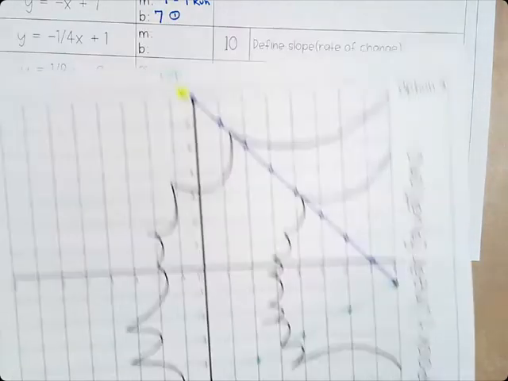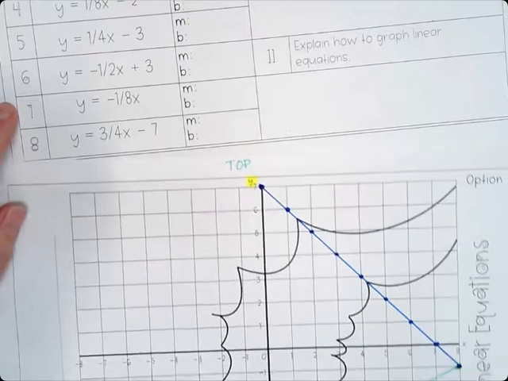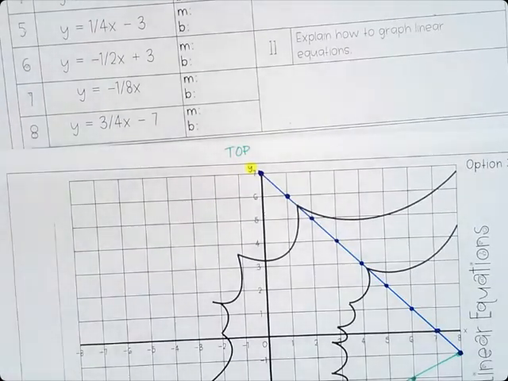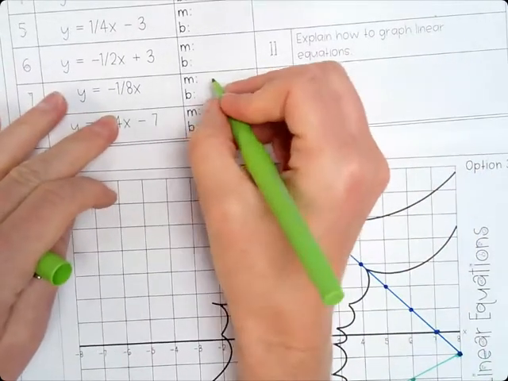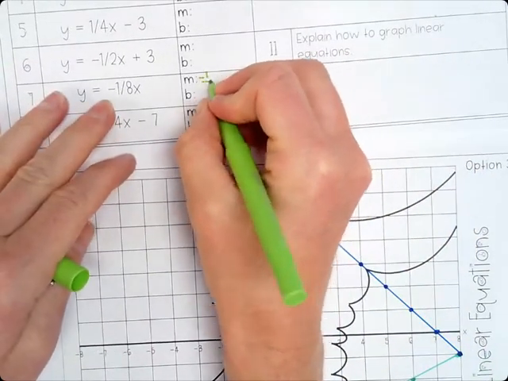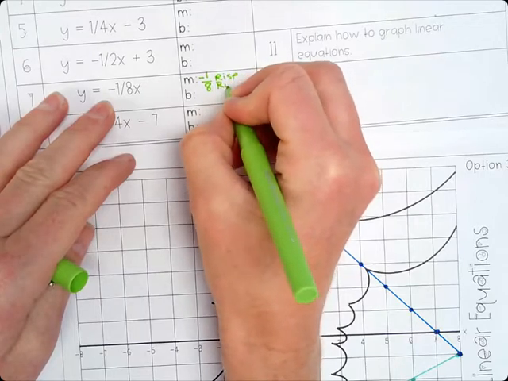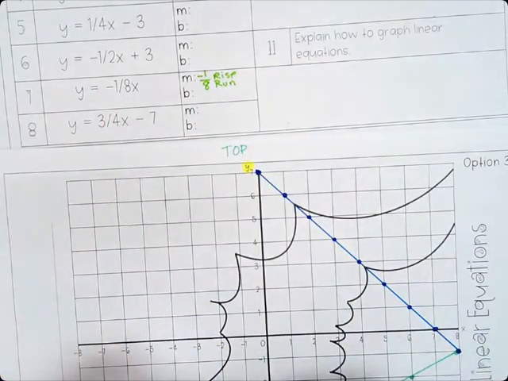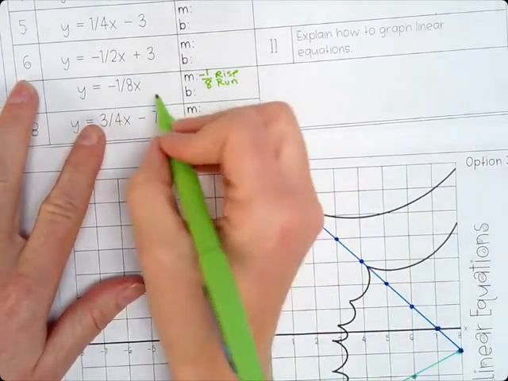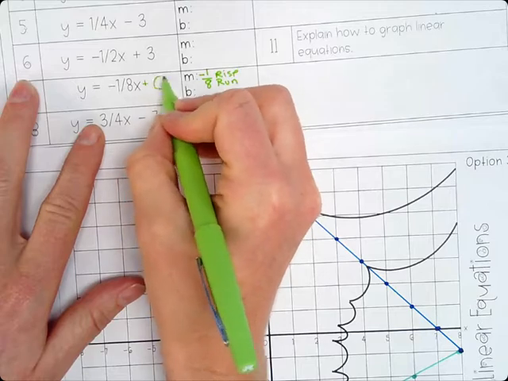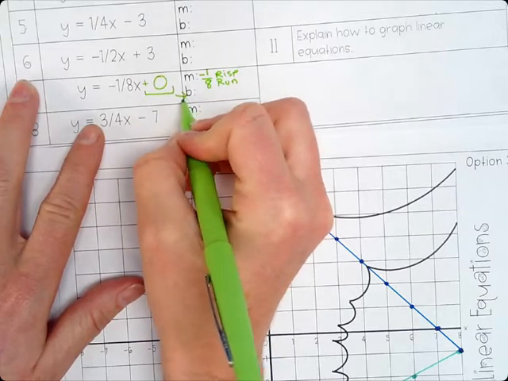Okay, let's look at number 7. 7 says y equals -1 over 8x. What is our slope? Yeah, negative 1 over 8. So that means I'm going to rise negative 1 and run 8. But where am I starting? What's my y-intercept? The origin, yeah, because there's no plus b. So it's actually plus 0 is our b.